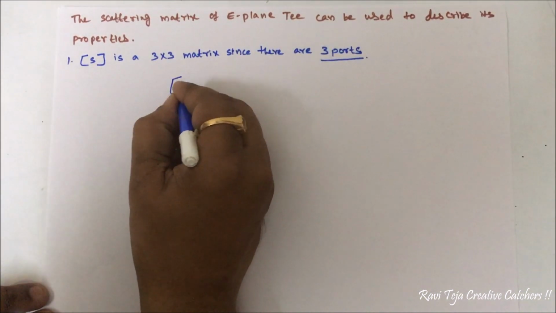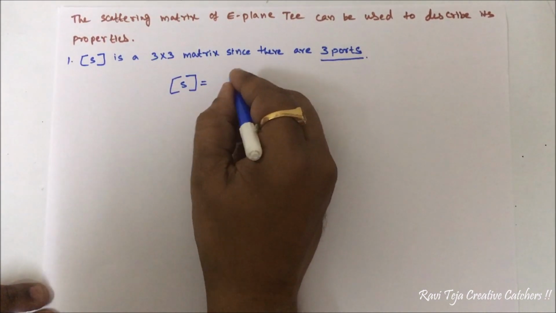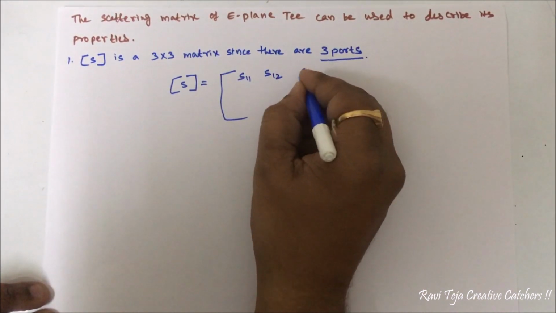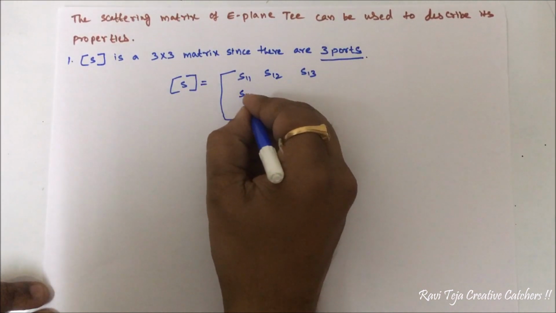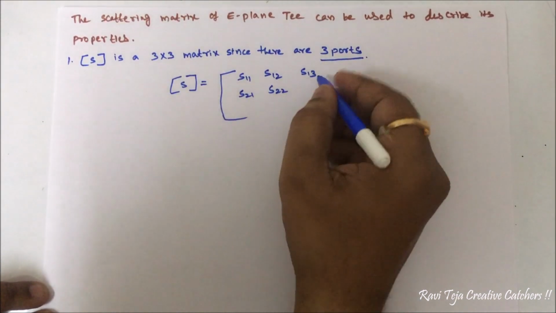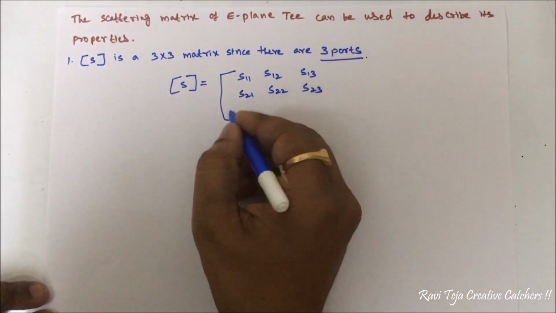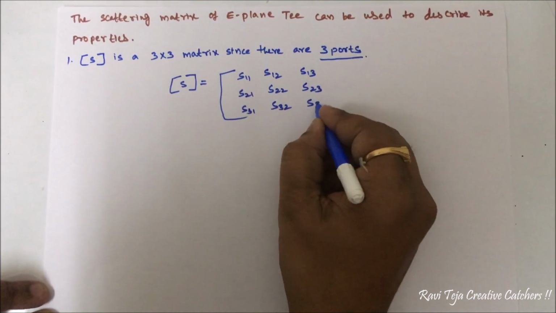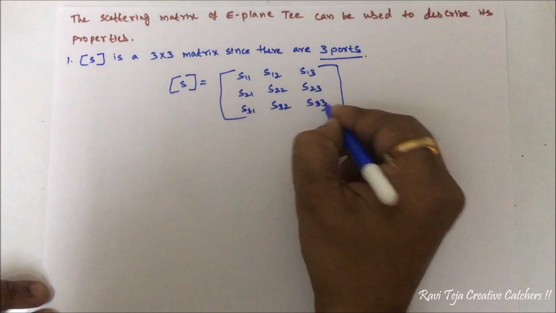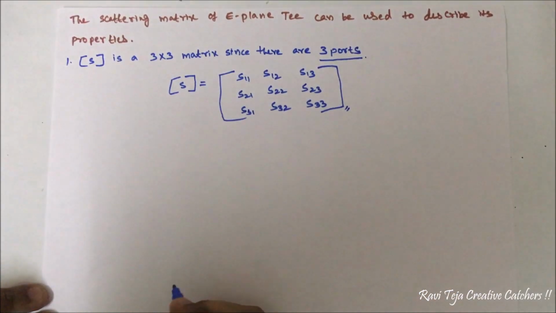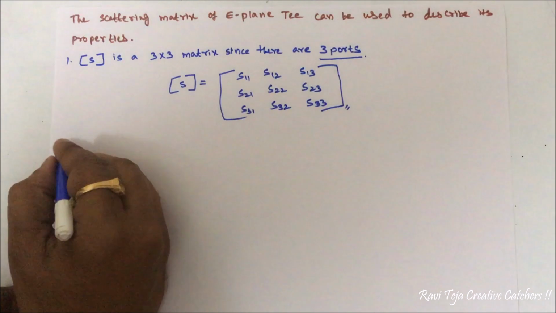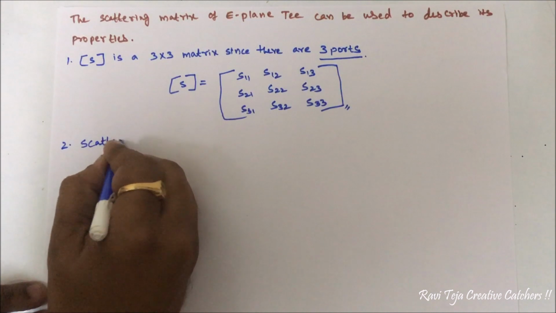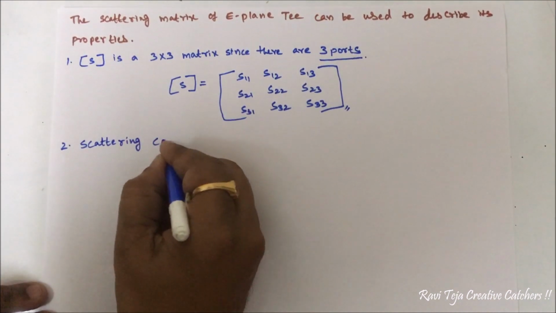Now, if we consider the scattering parameters, S will be equal to S11, S12, S13, S21, S22, S23, S31, S32 and S33. So, this is our scattering matrix S. Now, let us consider the scattering coefficient.